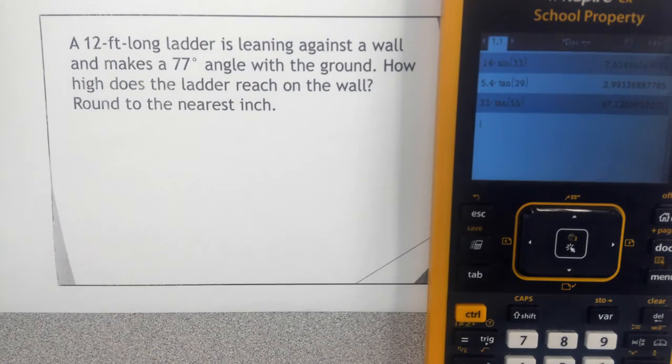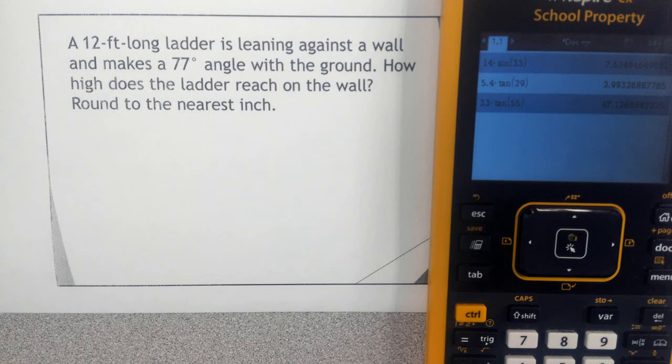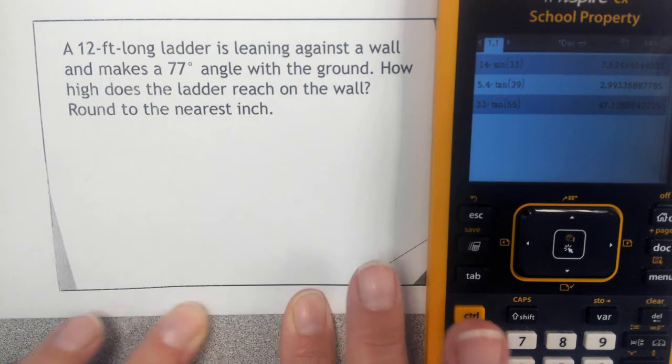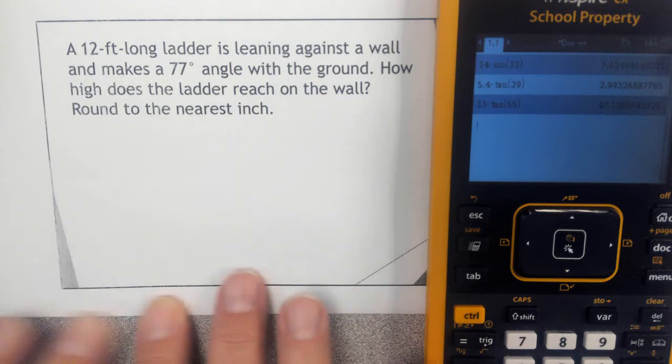A 12-foot long ladder is leaning against a wall and makes a 77-degree angle with the ground. How high does the ladder reach on the wall? Round to the nearest inch. Inch. Okay.